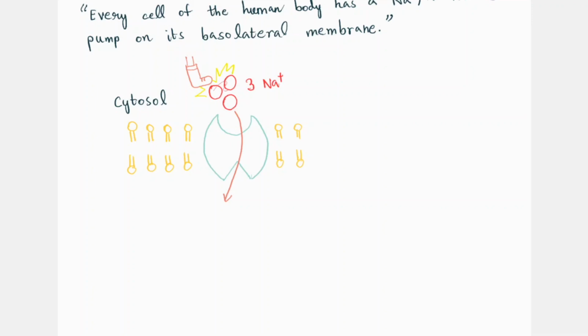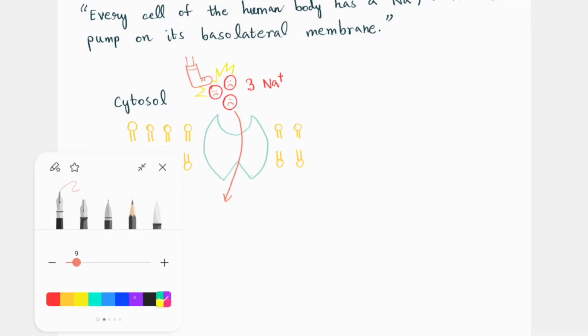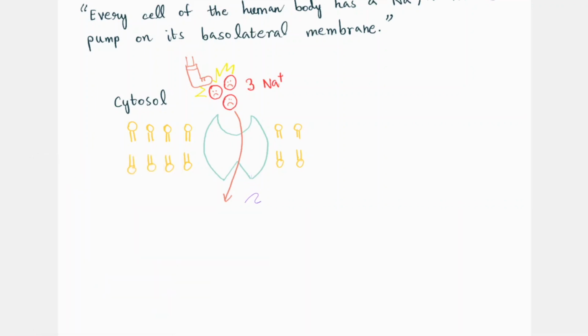3 Na plus, they just get kicked out of the cell. Very sad little guys. But anyway, that's how the world works, right? And on the outside of the cell, this part is the cytosolic part, so this has to be the outside, right? There are two K plus ions, right? Now these guys, they are very well respected guys in society, all right?